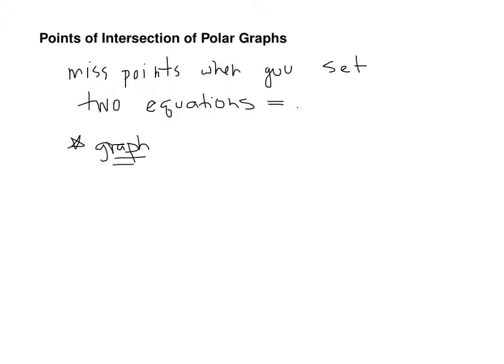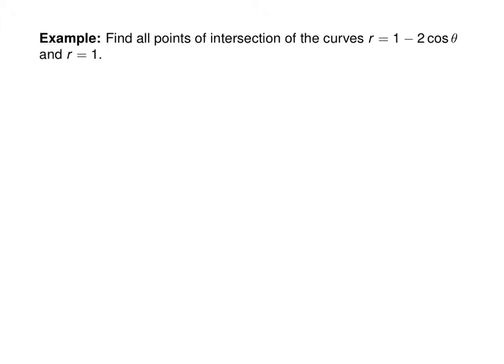So let's do an example. Let's find all points of intersection of the curves r equals 1 minus 2 cosine of theta and r equals 1. So it's good practice for graphing these polar curves. So 1 minus 2 cosine theta. So let's first sketch this in rectangular coordinates.